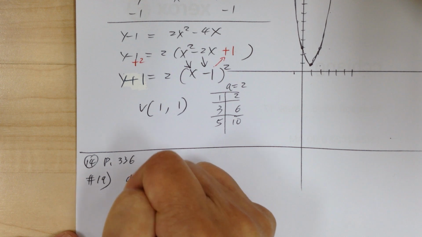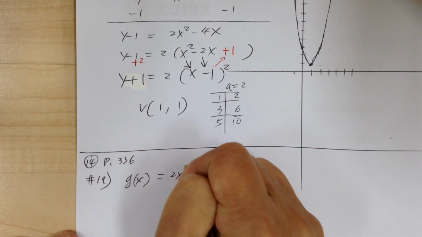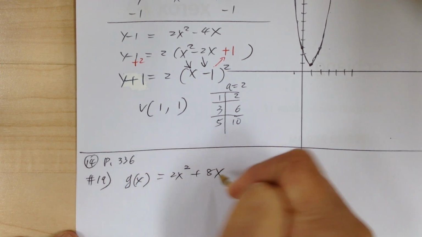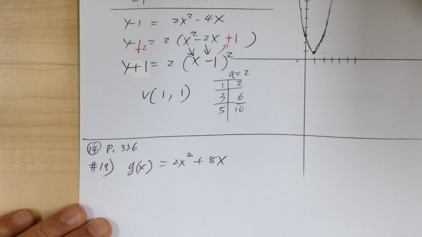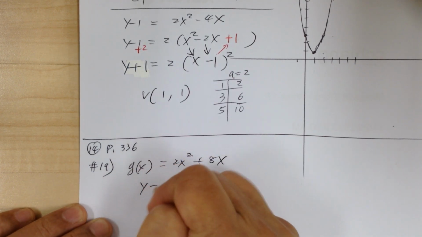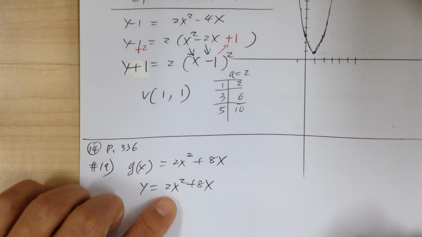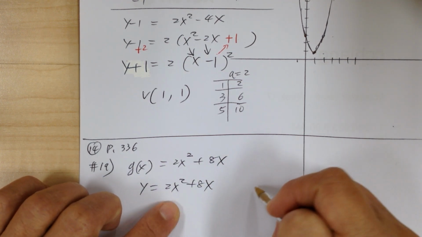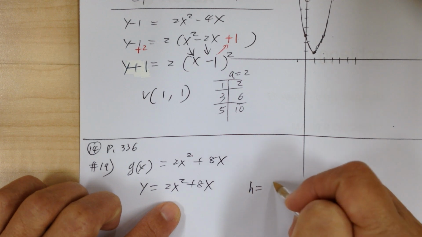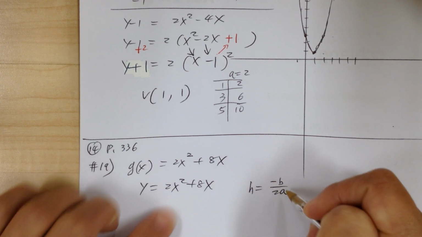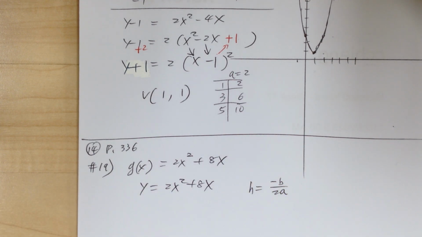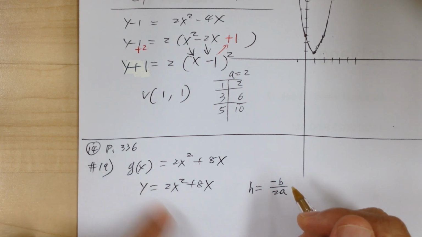So you've got g of x equal to 2x squared plus ax. The best thing to do is, again, y equal to 2x squared plus ax. The quickest way is to use h equal to negative b over 2a. That would be the fastest way to do it, and then from here you can substitute to find k.